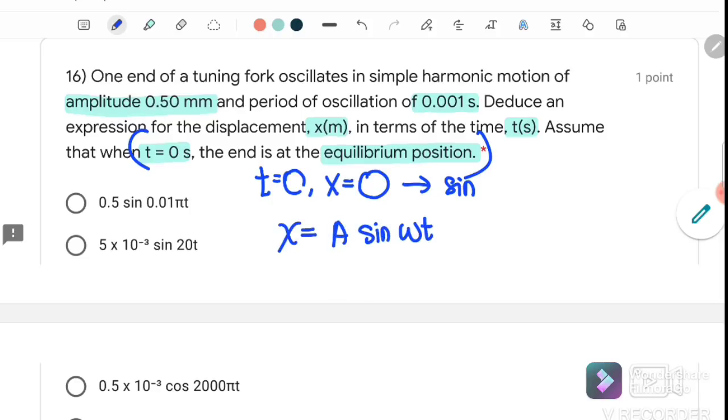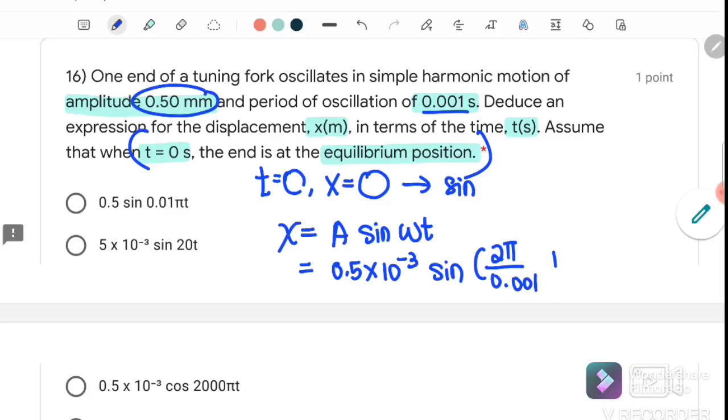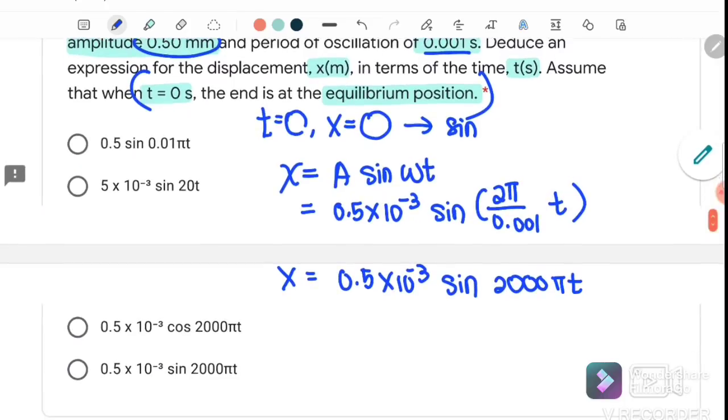This is the general equation for simple harmonic motion, where a here is 0.5 millimeter. We must convert it into meters, so 0.5 times 10 to the power negative 3, sine omega t, where omega is equal to 2 pi over T, and T is 0.001, times t. So finally, we get x equals 0.5 times 10 to the negative 3 sine 2000 pi t. So the answer here is D.